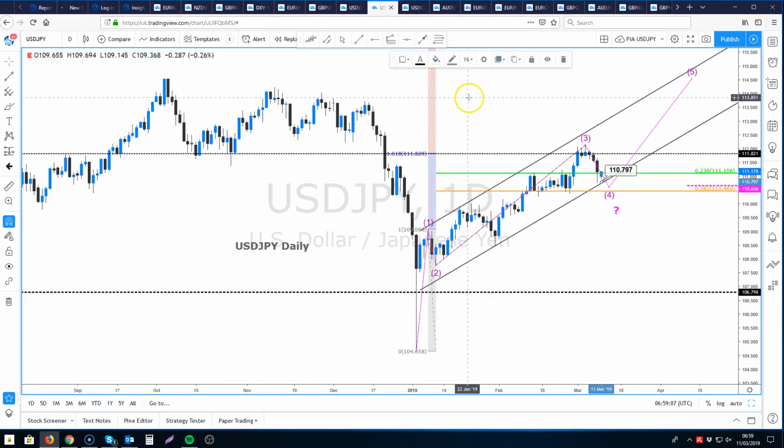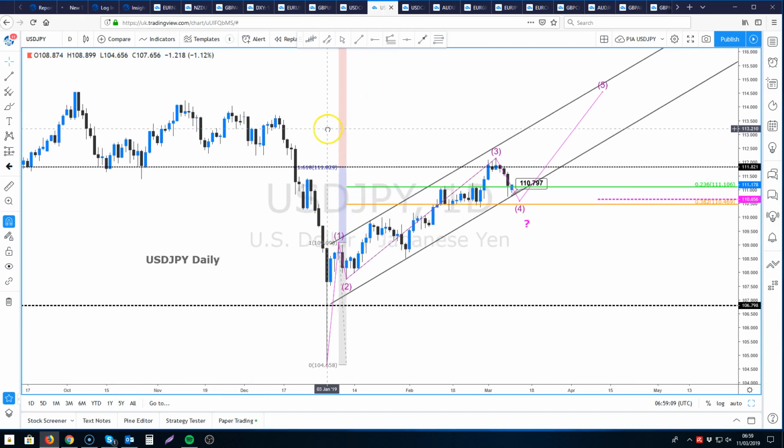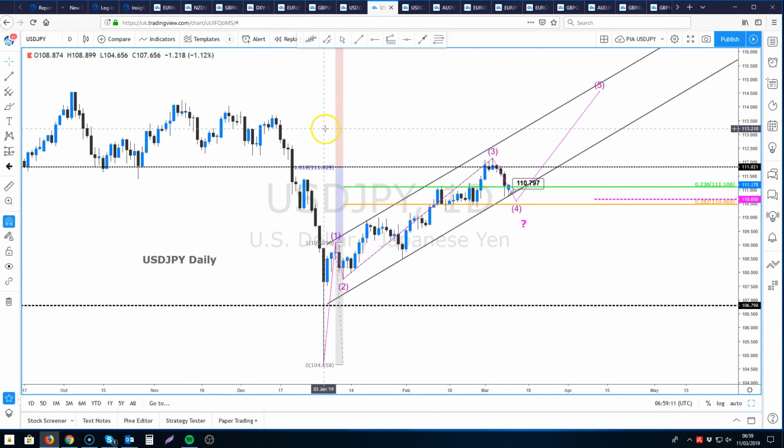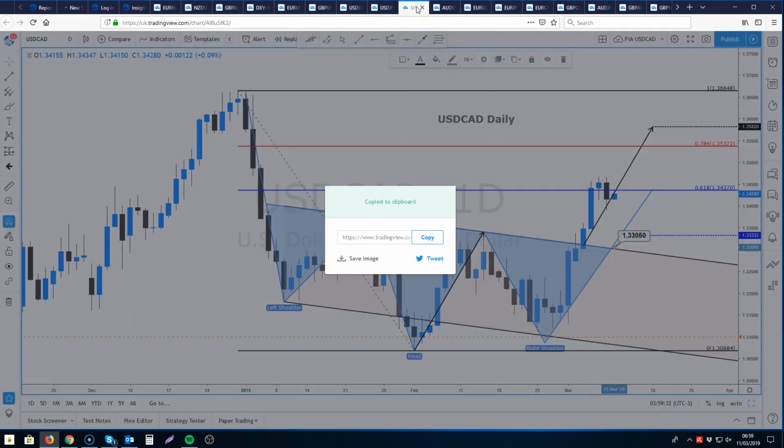Dollar yen, a reverse idea, if you like, for the dollar. I think we still buy dollars in dollar yen. 1, 2, 3, we've stalled close to the 161.8% extension level. We've got some trendline support at 110.80. We've got bespoke support at 110.65. I think this is just coming lower in a 4th wave before we take another leg to the upside.